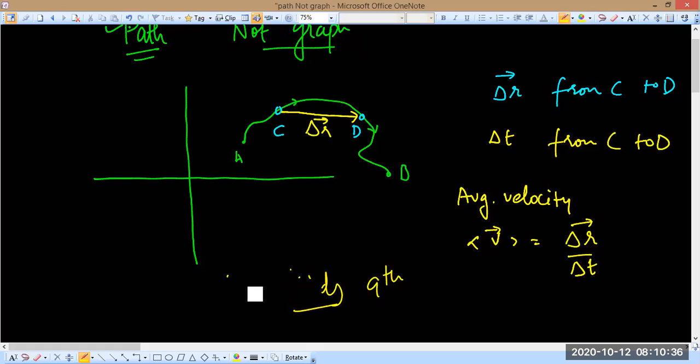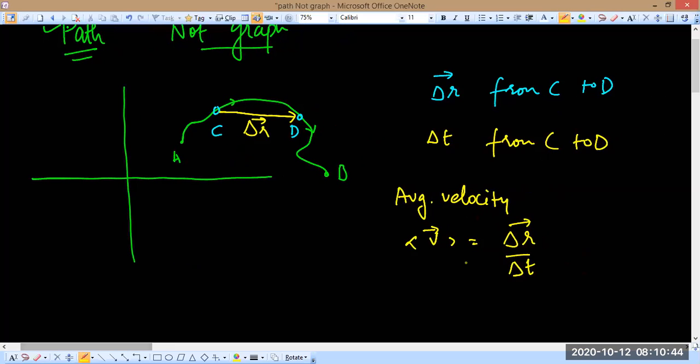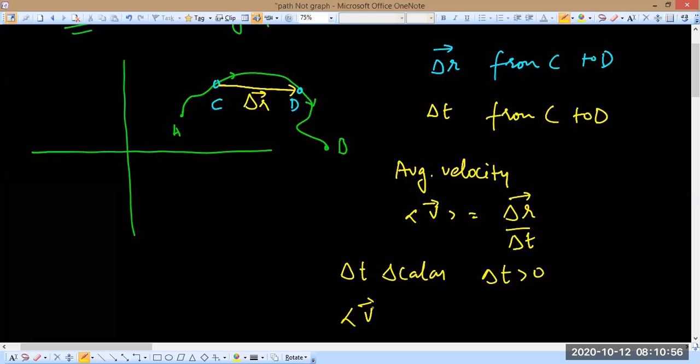So you see the direction of displacement is like this, and once again I think we have had a talk about this. Because delta t is a scalar, and it is always greater than 0, the direction of average velocity and the direction of displacement are the same. These two are in the same direction. So that's what we have about directions.